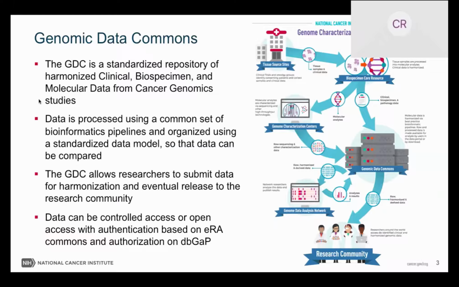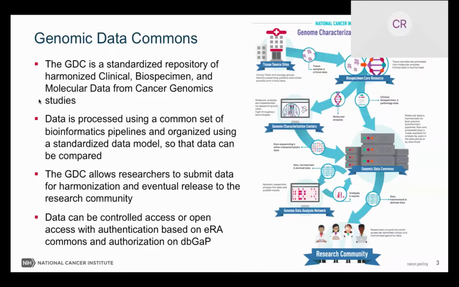Another feature of the GDC is that we are processing the data before you see it. So you don't have to download all of these raw sequencing files. In many cases, you can download these relatively small VCF or RNA-seq expression files, which also makes analysis simpler. The GDC is also continuing to add new data. So users can request to submit data to the GDC, which eventually gets released to the community. Also, data can be controlled or open access. Authentication is based on eRA Commons, and authorization is based on dbGaP.